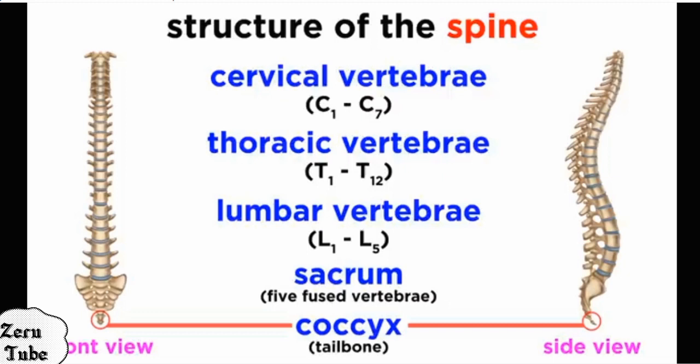The coccyx is derived from 4 fused bones. It is a very small bone which is found at the tail of the spinal vertebrae.